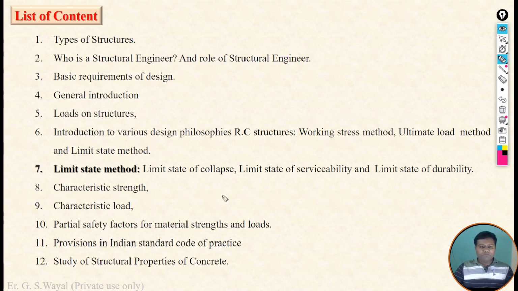In the limit state method we will discuss the limit state of collapse, limit state of serviceability, and limit state of durability. So collapse, serviceability, and durability are the main contents in the limit state that we will discuss in upcoming videos. Then we will discuss the characteristic strength, characteristic load, and partial safety factors for material strength and load.